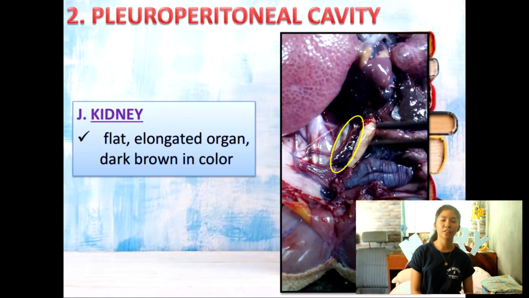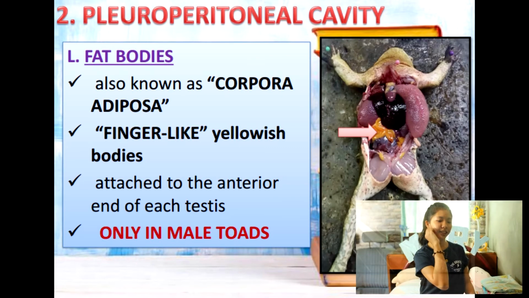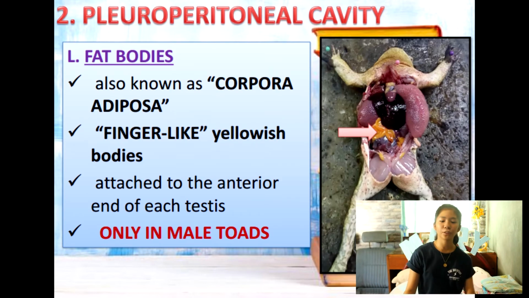Next, the kidney. So the kidney is a flat elongated organ which is dark brown in color. The kidney is in charge of the filtration of body fluid and the reabsorption of essential ions and nutrients, and it regulates acid-base balance and electrolyte concentrations. Okay, so the next is the fat bodies. As I've said earlier, they are yellowish and finger-like. It is also known as corpora adiposa, and it is attached to the anterior end of each testis. So you can also see it in male toads.